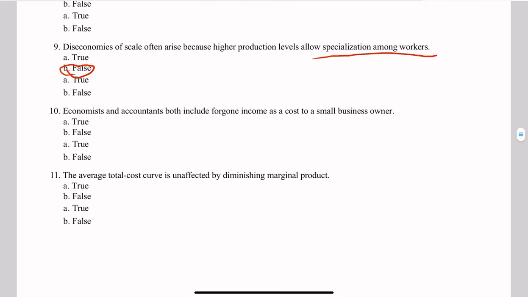10th, economists and accountants both include foregone income as a cost to a small business owner. This is actually false. What is foregone income? It basically says if you want to start your business, you cannot work as a software engineer, so you have to forego the wage you could earn from being a software engineer. So in this case, you can see that the foregone income is an implicit cost, right? So that's the key here.